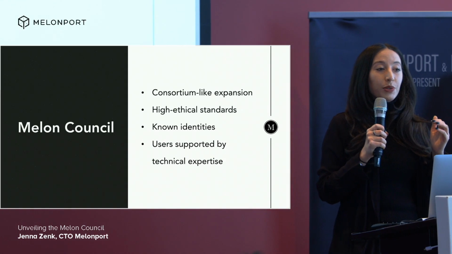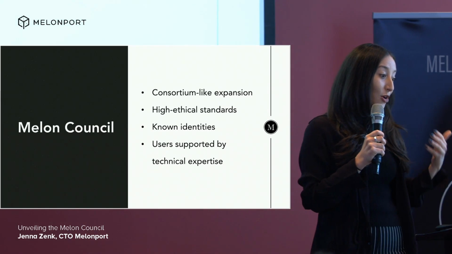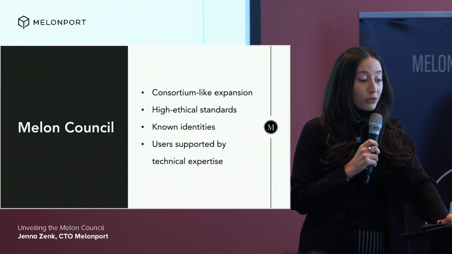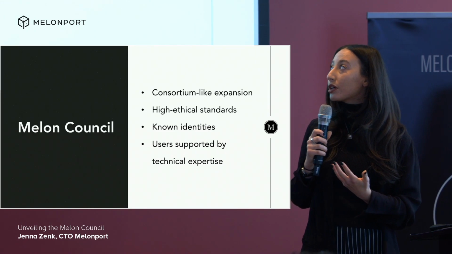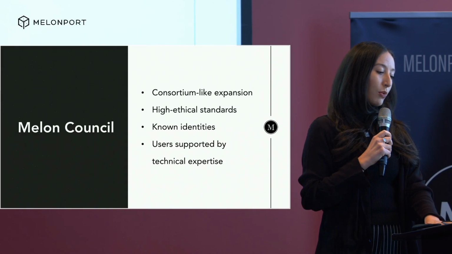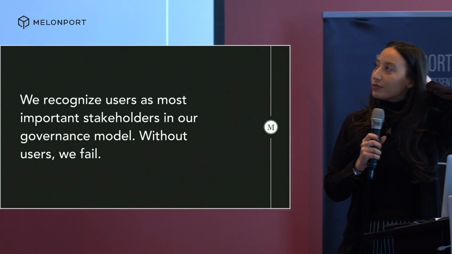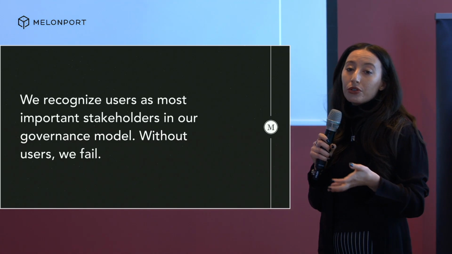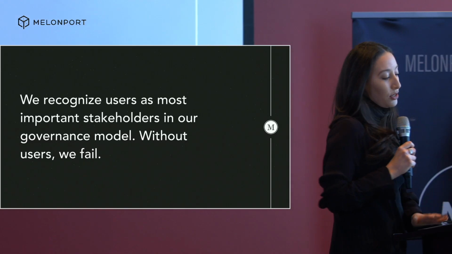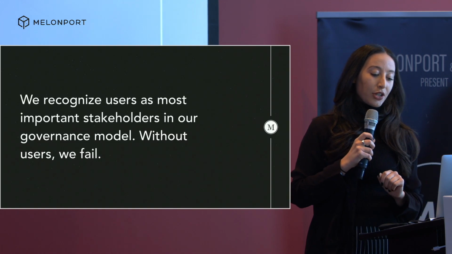And all of the people or entities on the council are known identities, and that's what we're going to be doing today. We're going to say who they are. And in this model, all of the users of the Melon network are supported by technical expertise, people informed with what we're doing here. So in this model, basically we recognize that the users are the most important group and that there is no point in building anything if no one is going to use it. So without users we fail, and hopefully this model takes that into consideration.